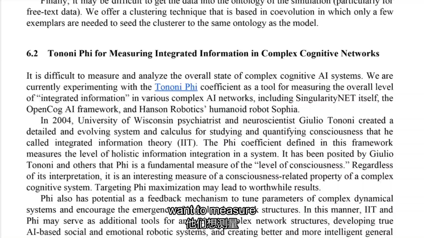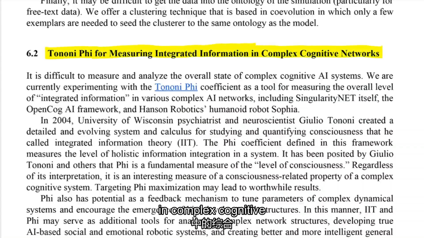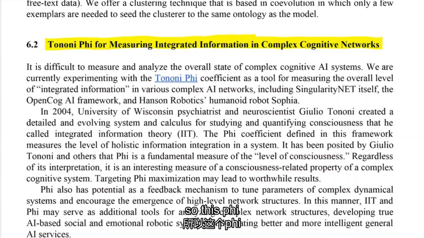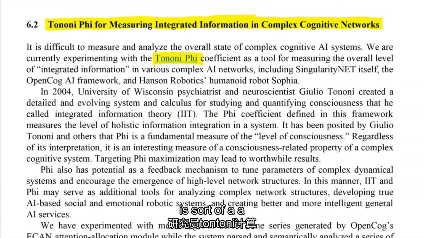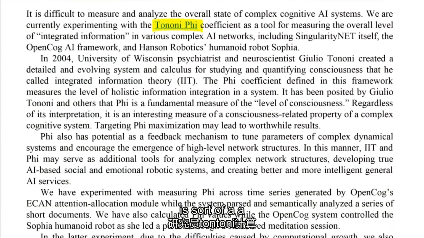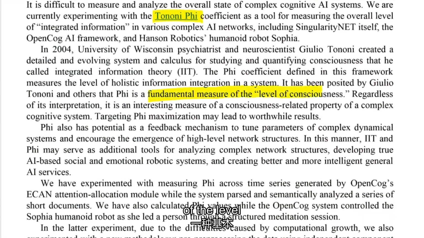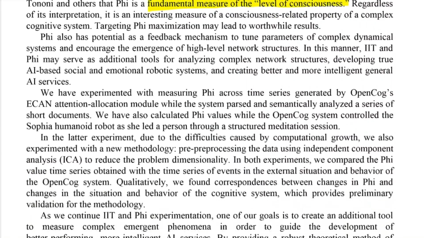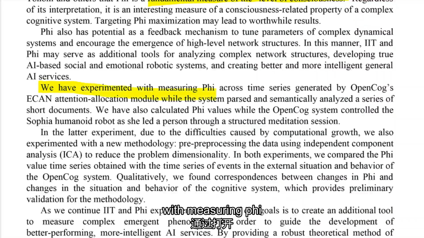So they want to measure with this phi quantity for measuring integrated information in complex cognitive networks. This phi, this number phi by this researcher Tononi, is sort of a fundamental measure of the level of consciousness. And they themselves say, maybe it's not the measure, but it's certainly an interesting measure and so on. And they say, we have experimented with measuring phi across time series generated by OpenCog.